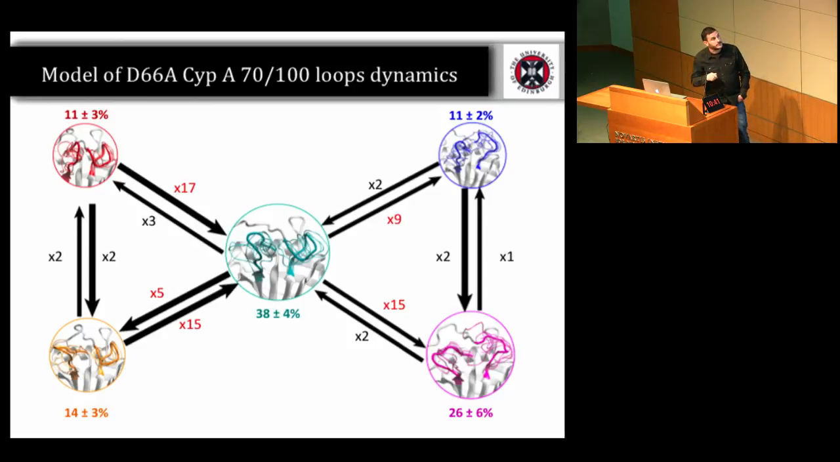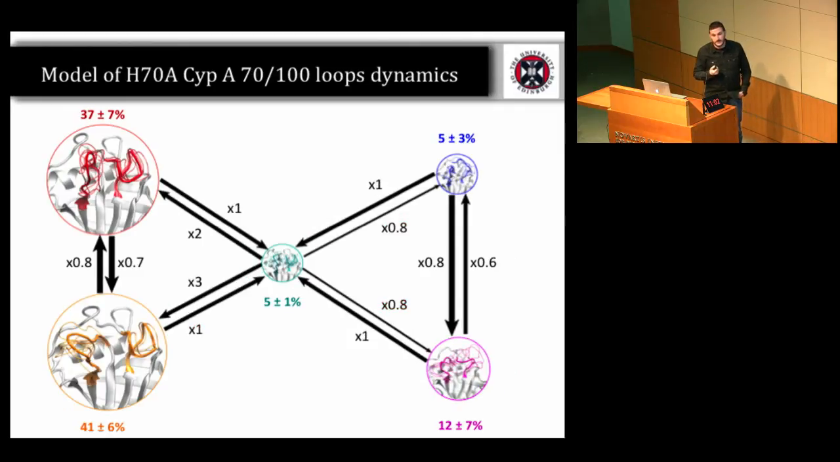As comparison, we also mutated, as a sort of negative control, histidine 70, which is in the vicinity of the 70s loop, but it was not supposed to be involved in controlling this network. And you can see that if you mutate histidine to alanine, as we did with the aspartate, you get a Markov model that resembles much more the wild type. So that was tantalizing and encouraged us to actually go and commission the D66 alanine cyclophilin plasmid.